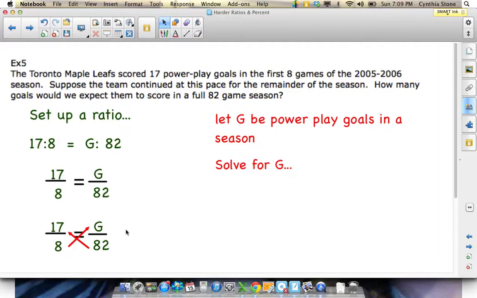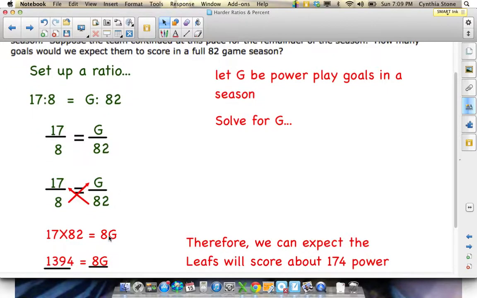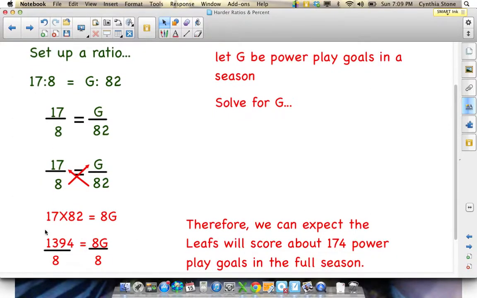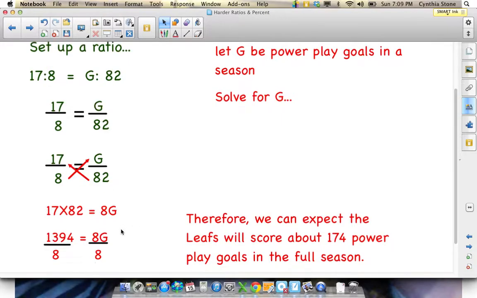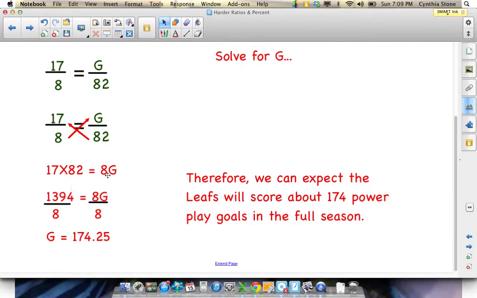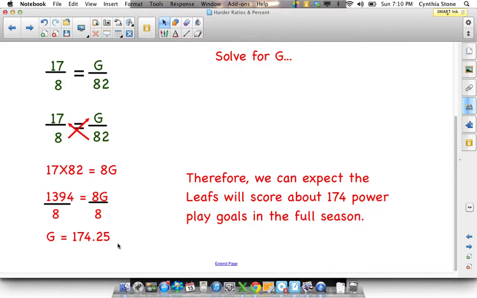Okay? Anyway, so cross multiply, we've done this a lot of times now. You cross multiply big numbers, sort of weird numbers, but it works out okay. Here's your 17 times 82 equals 8G. Divide both sides by 8, because we want G by itself. And you get a fraction, 174.25, a decimal. I'm not going to report 174.25 goals because you don't score a quarter of a goal. So we'll say we expect the Leafs will score about 174, I rounded down, power play goals in the full season.